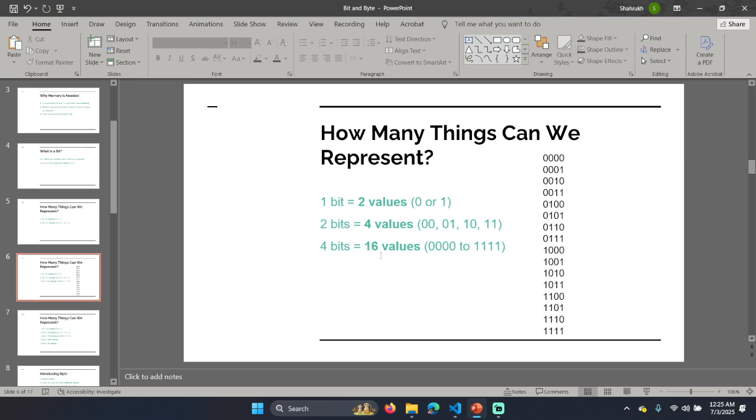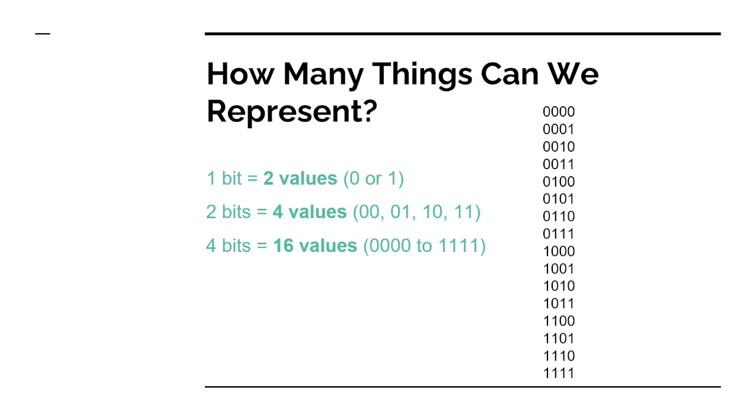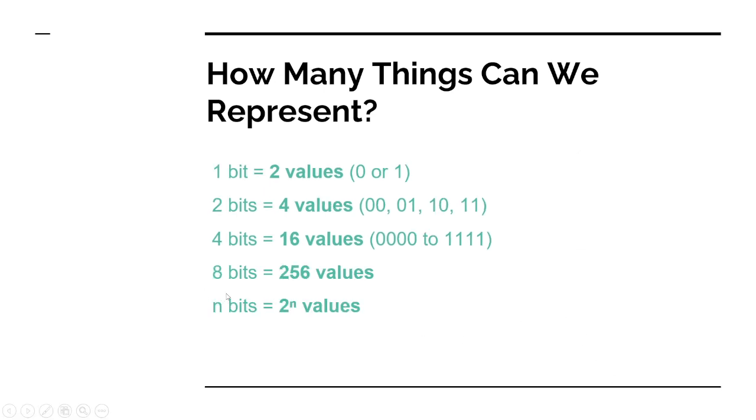What will happen if we take 8 bits? What will happen if we take 32 bits or n bits? There's a question, right? So the answer is, if we take 8 bits, we can represent 256 values. On the other hand, if we take n bits, it can hold 2 to the power n values.